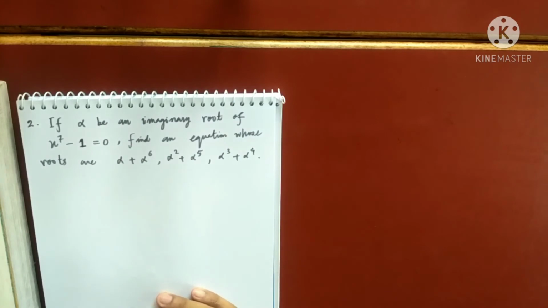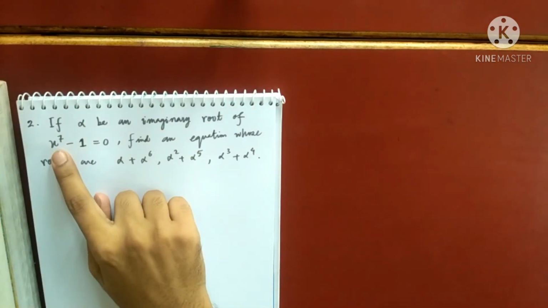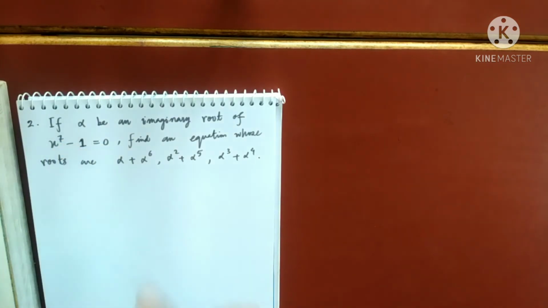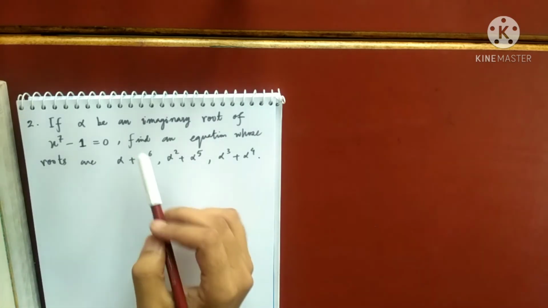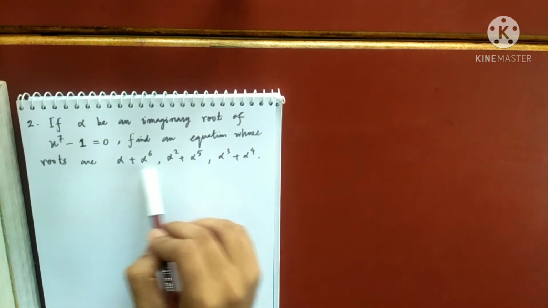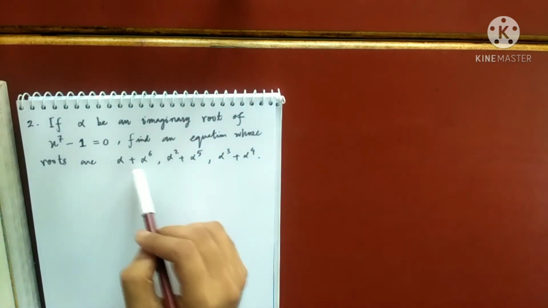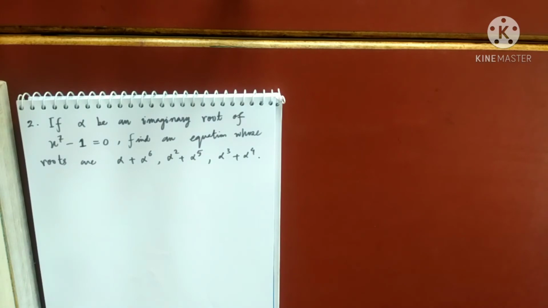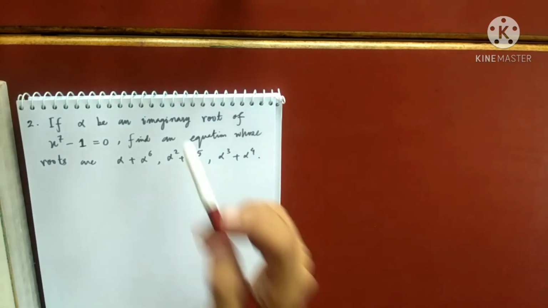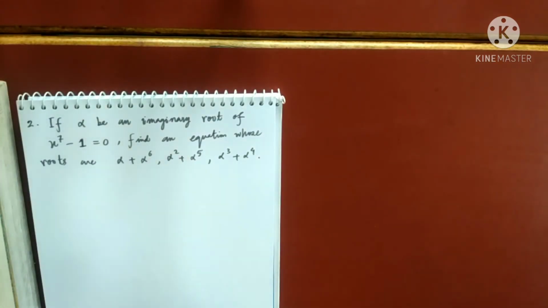So the question is, if alpha be an imaginary root of the equation x to the power 7 minus 1 equals 0, you have to find an equation whose roots are alpha plus alpha to the power 6, alpha square plus alpha to the power 5, and alpha cube plus alpha to the power 4. Remember, you will get a cubic equation. That means you have to find an equation whose roots are these 3.